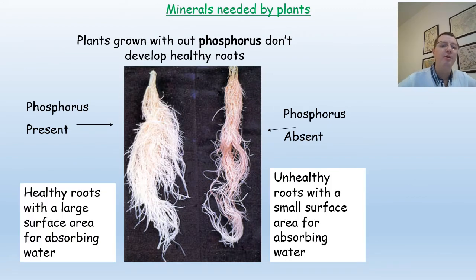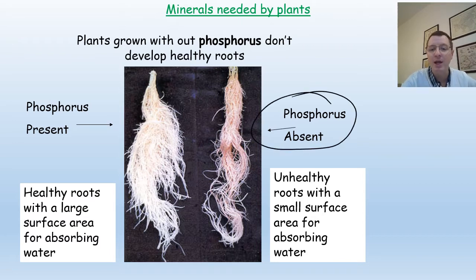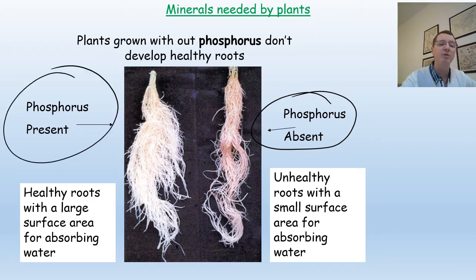Here we have plants grown without phosphorus and plants grown with phosphorus. When we have the mineral deficient plant without the phosphorus, then we get unhealthy roots with a small surface area for absorbing water. So this plant can't absorb very much water. On the other hand, if we have phosphorus present, we get healthy roots with a very large surface area, so we can absorb a large amount of water and the plant will be healthy.